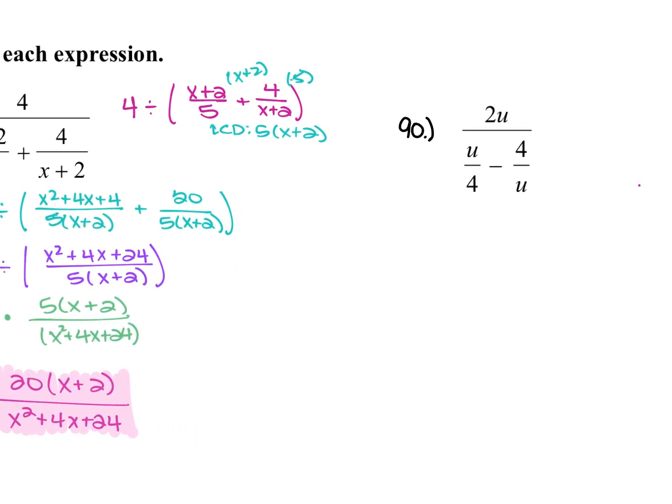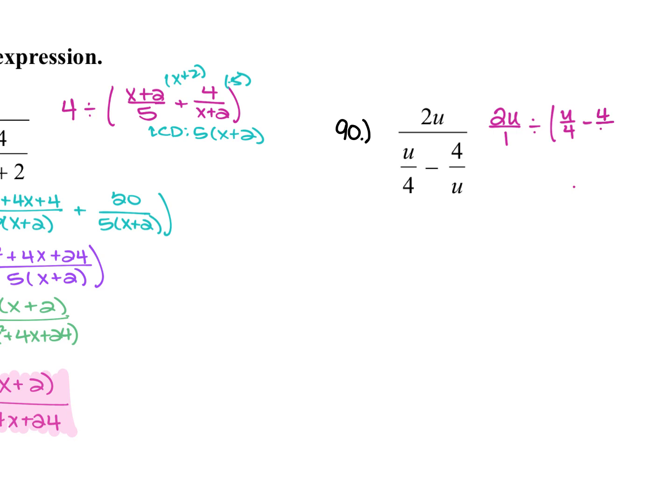For number 90, you have 2u over 4 minus 4 over u. So again, this is the same thing as saying 2u over 1 divided by u over 4 minus 4 over u. Least common denominator there is just 4u. So the first one gets multiplied by u, second gets multiplied by 4. That leaves you with 2u over 1 divided by u squared minus 16 over 4u.